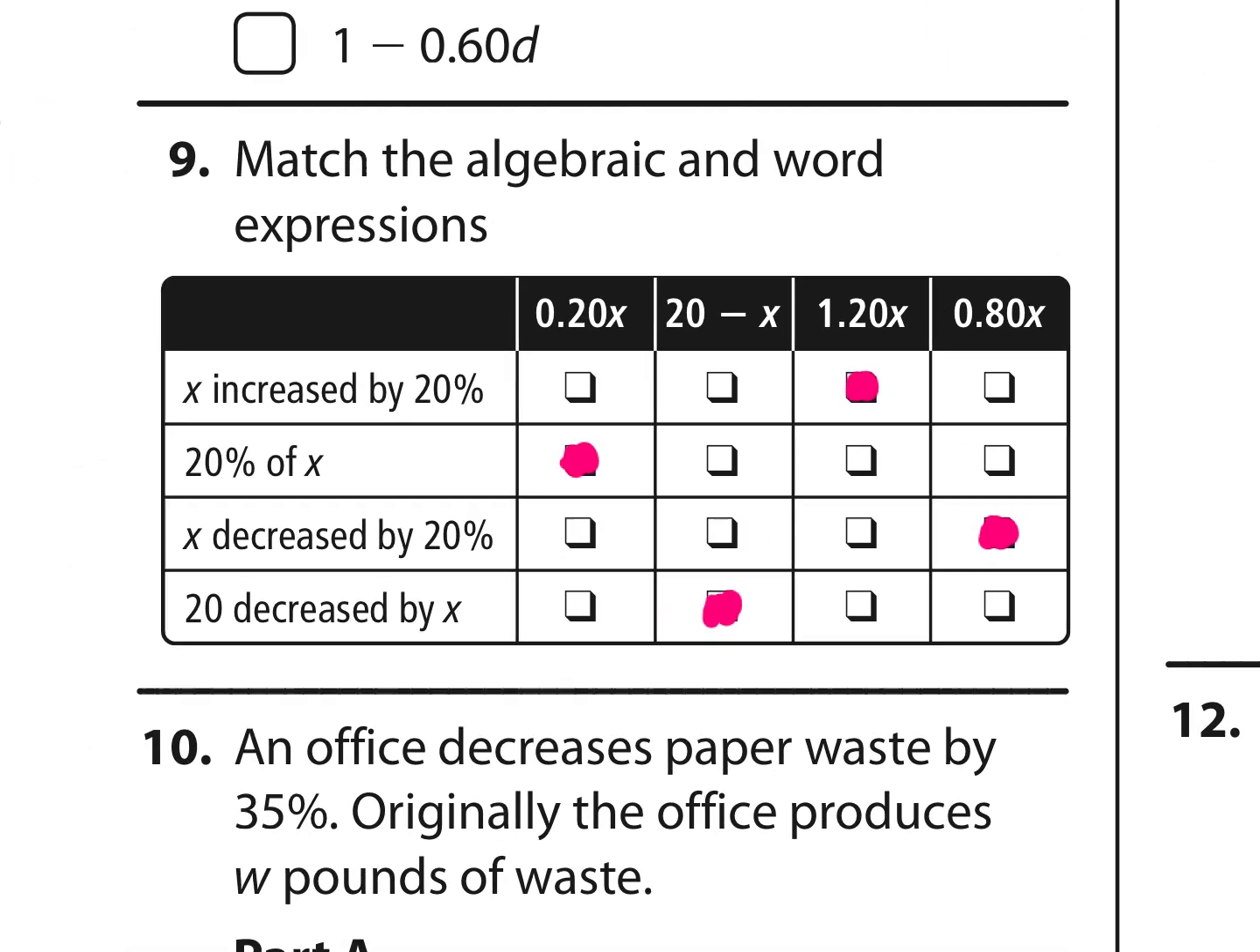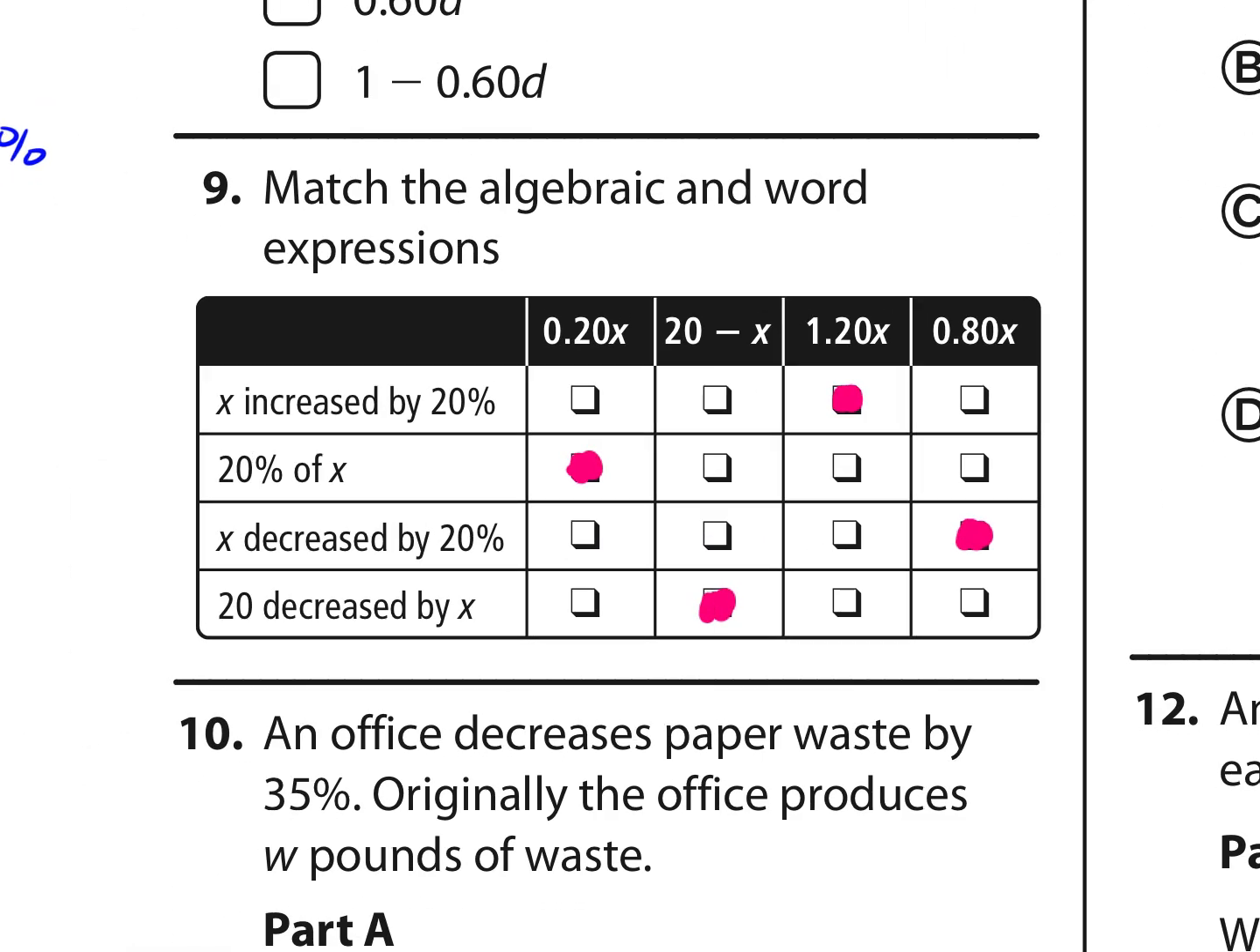Number 9 is just matching expressions in algebraic form and word form. When X is increased by 20%, that means we had 100% of X, and we added 20% of X. That gives 120% of X, which is just 1.20X in decimal form. 20% of X is just saying 0.20 in decimal form times X.